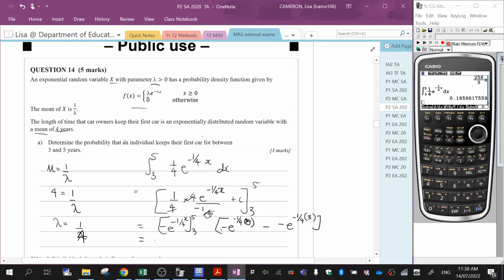So here we go, is equal to 0.18586, which means that if I'm rounding this to 4 decimal places, it will become 0.1859. Or you could also say it's 18.59%.